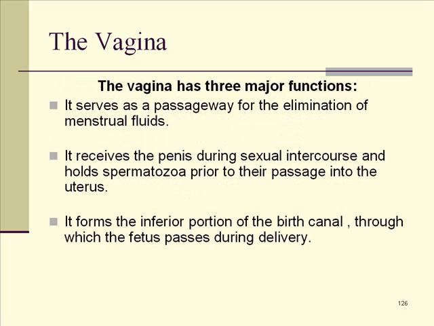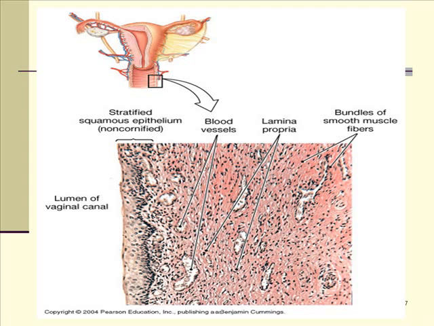It serves as a passageway for elimination of menstrual fluid. It receives the penis during sexual intercourse and holds the spermatozoa prior to their passage into the uterus. And it forms the inferior portion of the birth canal through which the fetus will pass during delivery. Cross-sectional view, section taken out.